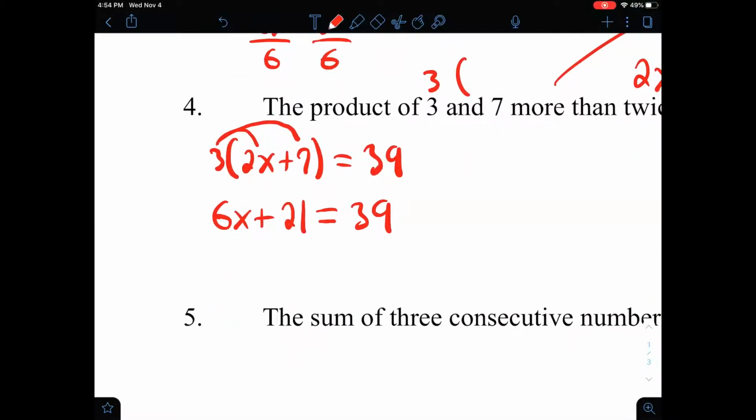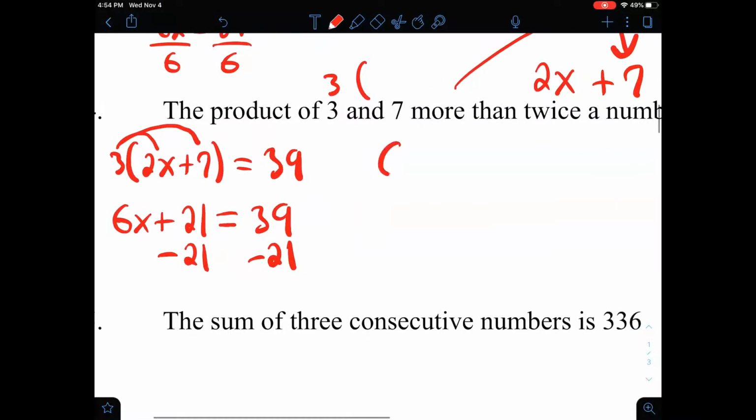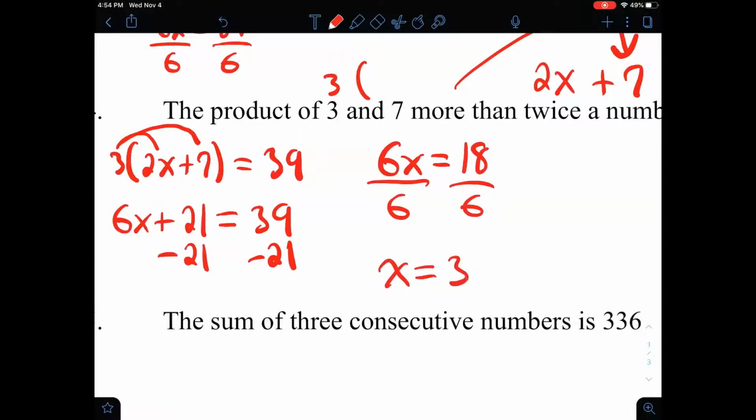All right. Anything else to distribute? No. Any like terms? Also no. Now we got to get the 6x by itself. How do we do that? We're going to subtract 21. So we're going to have 6x equals 39 minus 21, which is 18. Last step to solve this is to divide by 6. X equals 3.